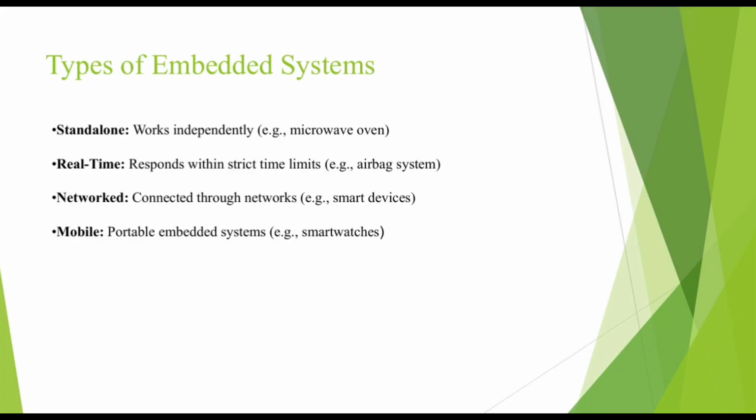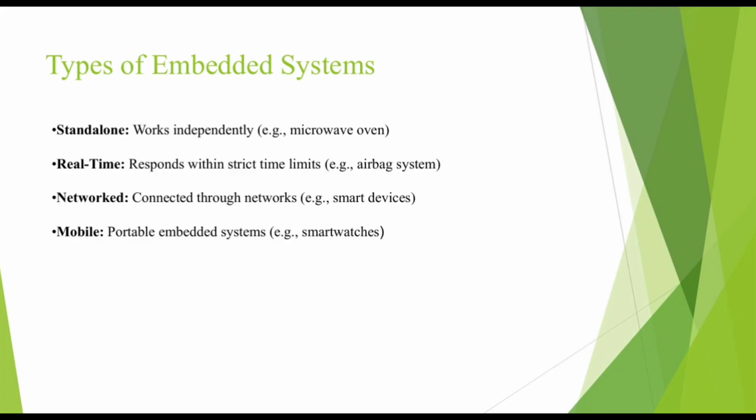Then, a real-time system processes the data and responds within strict timing constraints. For example, the airbag sensor in a car or an industrial PLC controller. Deterministic behavior is crucial for safety or performance. Then, network systems. What is a network system? It connects to a network like LAN, WAN or IoT. For example, a smart home thermostat or remote monitoring devices. It enables data exchange and remote control.